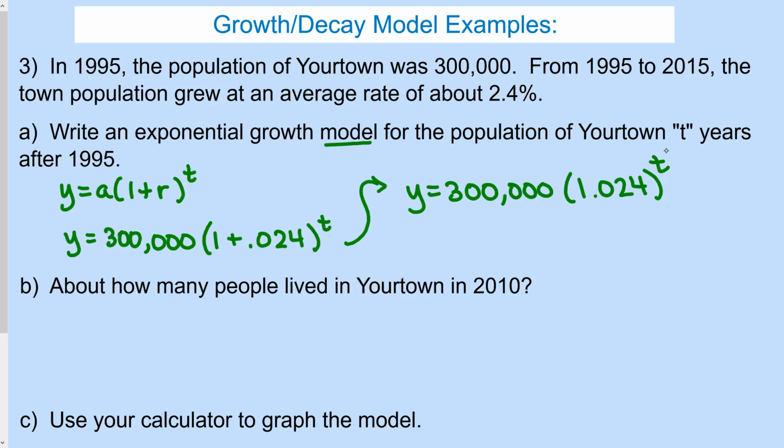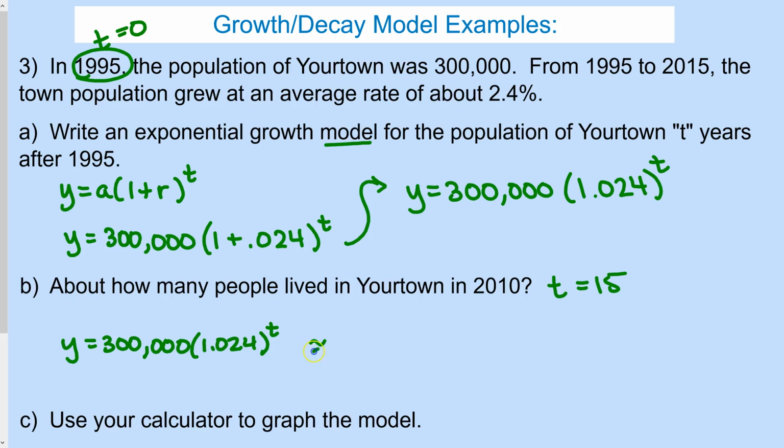So now we're going to use that model for part B. About how many people lived in your town in 2010? So in 1995, we're calling that t equals 0. So in 2010, we're calling that t equals 15. So we substitute 15 into our equation for t. We put that into the calculator, and we get approximately 428,174 people.